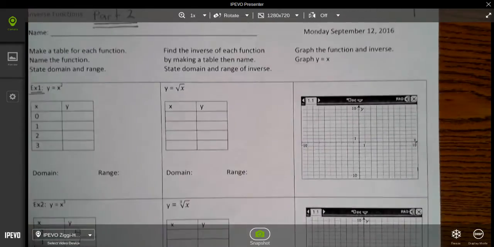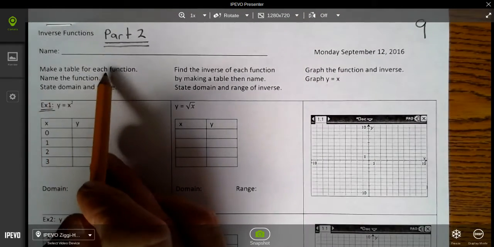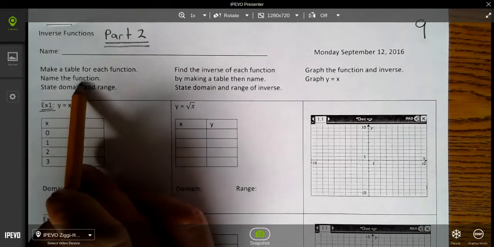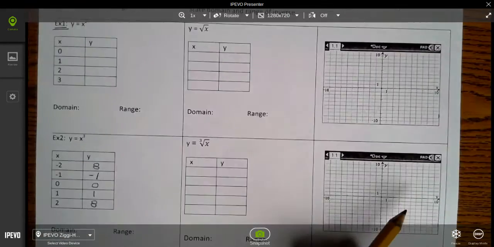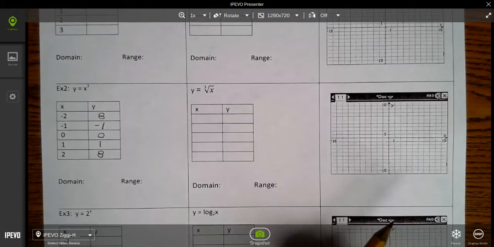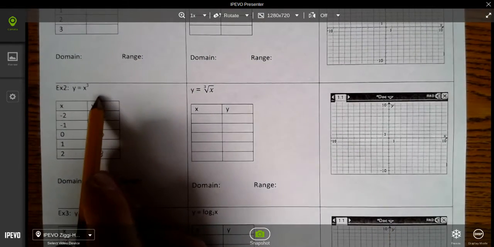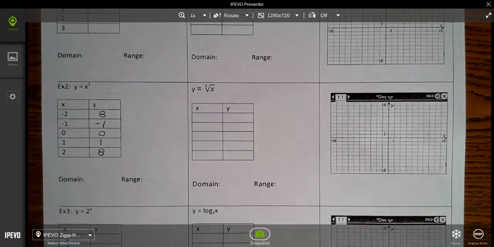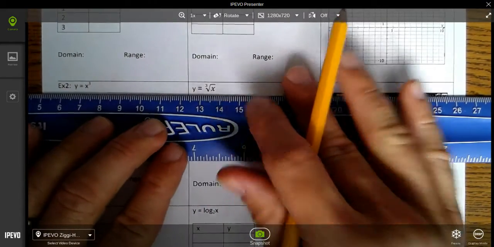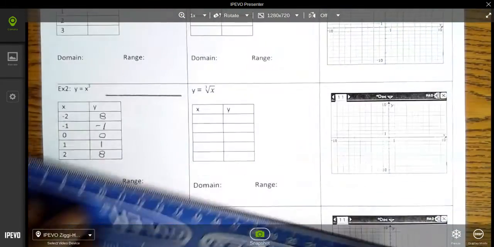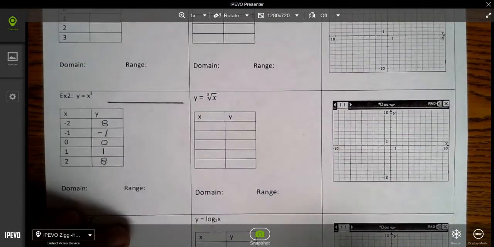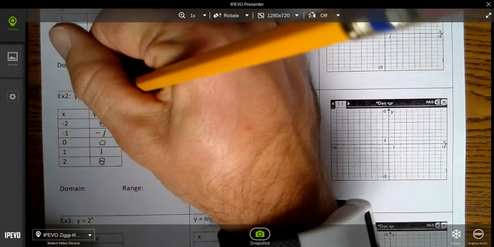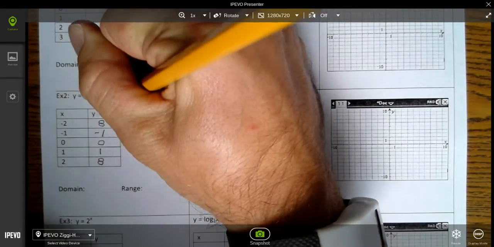Now let's go back to the instructions real quick. It says make a table for each function, which we did. Name the function, state the domain and range. So let's name the function and state the domain and range. All right. So to name the function, let's go ahead and put the name right here. I'm hoping that you see the 3 or the x raised to the third power, and you know that that's a cubic function.